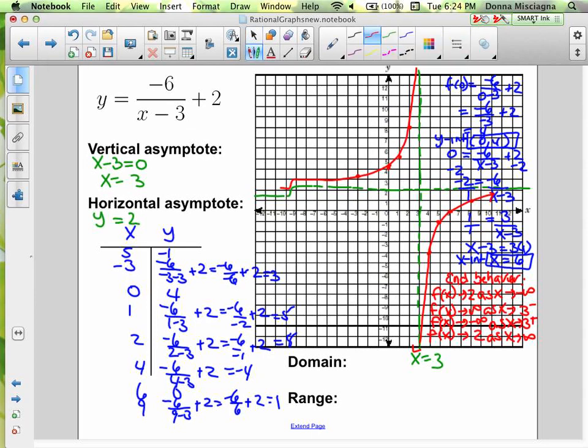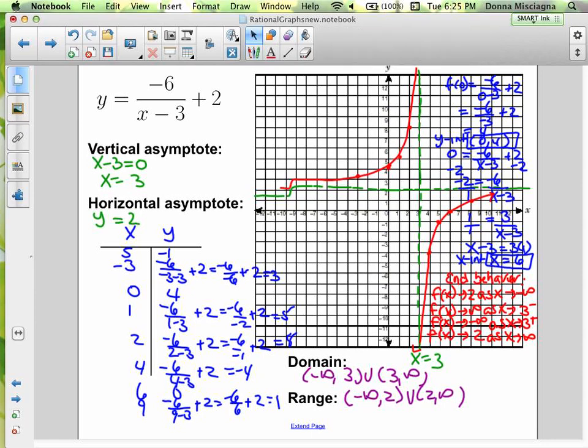Last things, domain and range. Oops. I guess I could write in black. I choose purple. Domain is everything but the vertical asymptote. So negative infinity to 3, union 3 to infinity. And the range is everything but the horizontal asymptote. So negative infinity to 2, union 2 to infinity. And there we go. Another one is graphed.